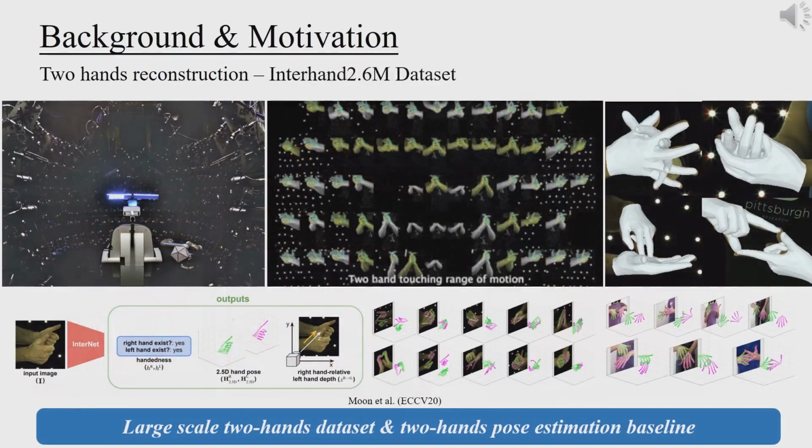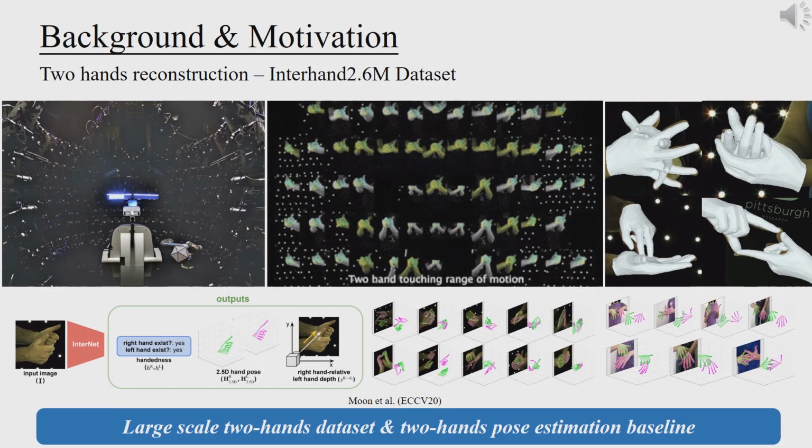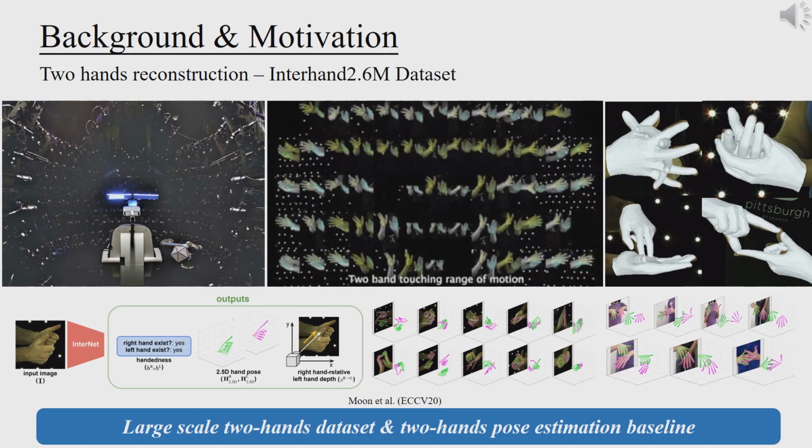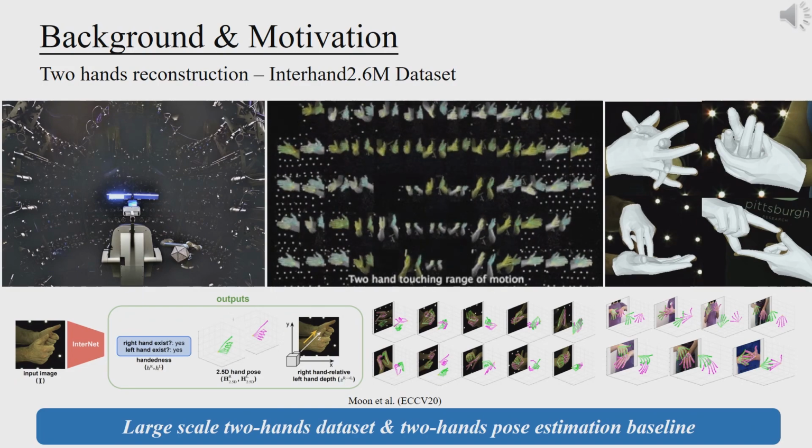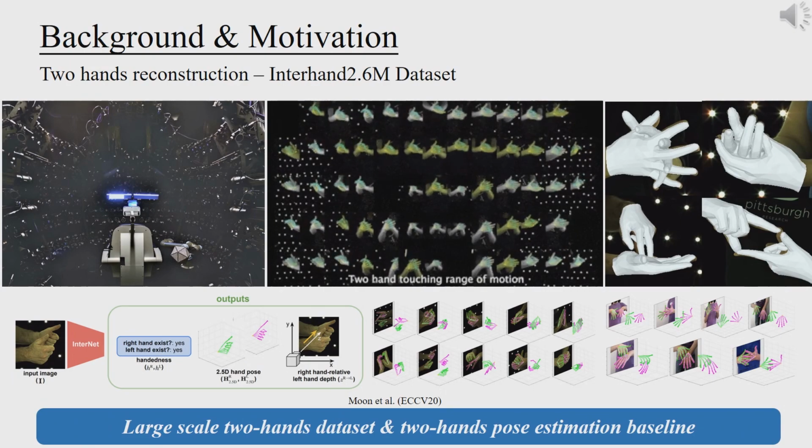Recently, a new two-hands dataset named IntagHand 2.6M has been released. It contains large-scale high-resolution multi-view single and interacting hand sequences and provides both skeleton and mesh annotations. A two-hands pose estimation baseline network is also proposed. With this dataset, learning-based single-image two-hand reconstruction methods have emerged.